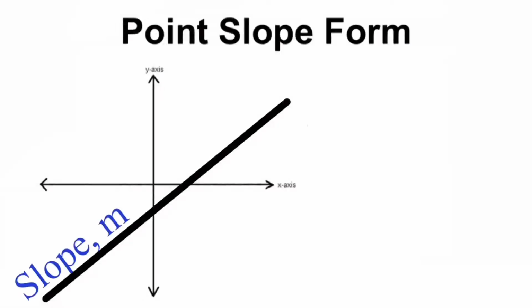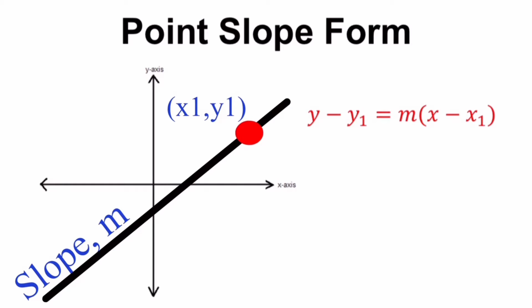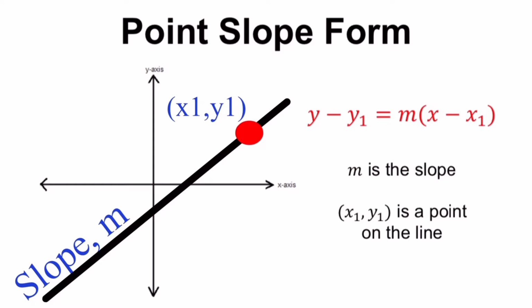So if we are given the slope of a line and a point, we label this as x1, y1. We can go ahead and determine the equation of this line by using the formula y minus y sub 1 equals m quantity x minus x sub 1, where our m is the slope and the coordinates x sub 1, y sub 1 is a point on the line.